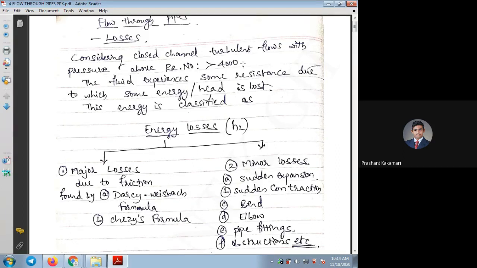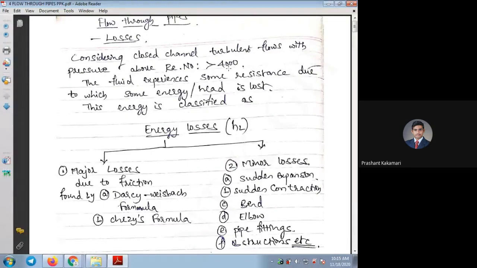Once it becomes turbulent, the Reynolds number, you can note down, is above 4000. If it is above 4000, we cannot say how the flow is moving inside the pipe. That is called turbulent flow. In such cases, when the flow is turbulent in the closed channel, the head loss due to friction, or the frictional losses, will be more. So what is this friction?